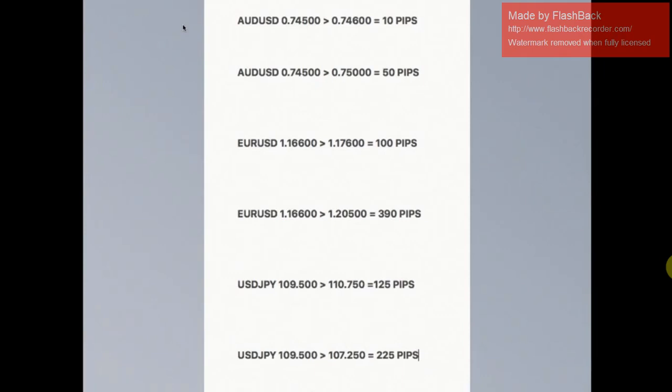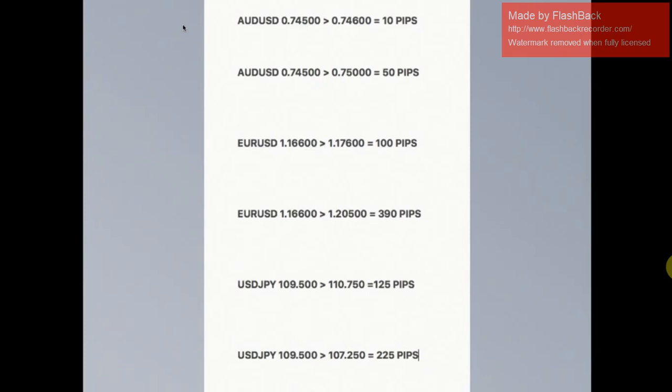The one below that is a more complicated one, just to maybe throw you a curveball here, but the same rules still apply. Euro USD 1.16600, price hypothetically moves up to 1.20500. Again, I took my calculator, 120,500 minus 116,600. The answer on the calculator was 3,900. I just dropped the one digit and I got 390 pips.